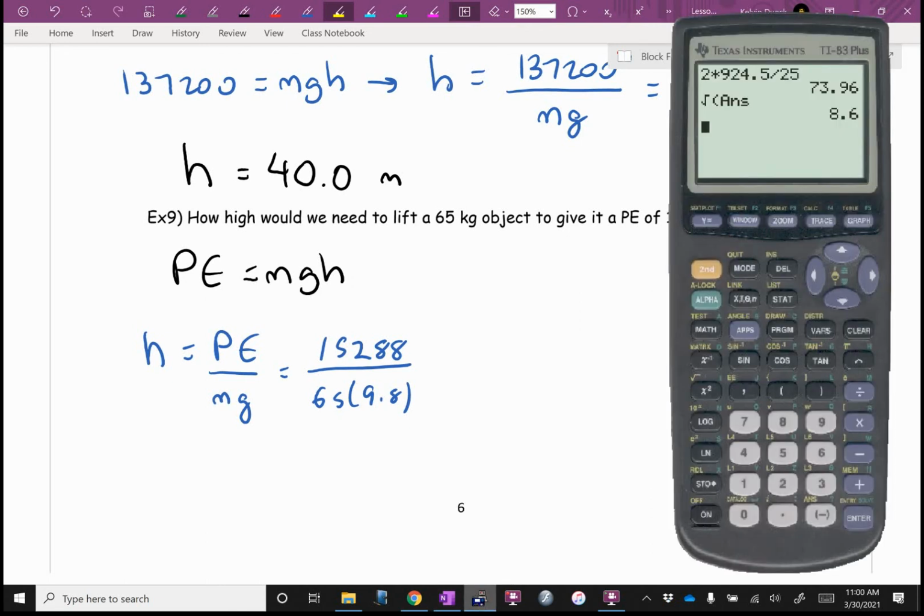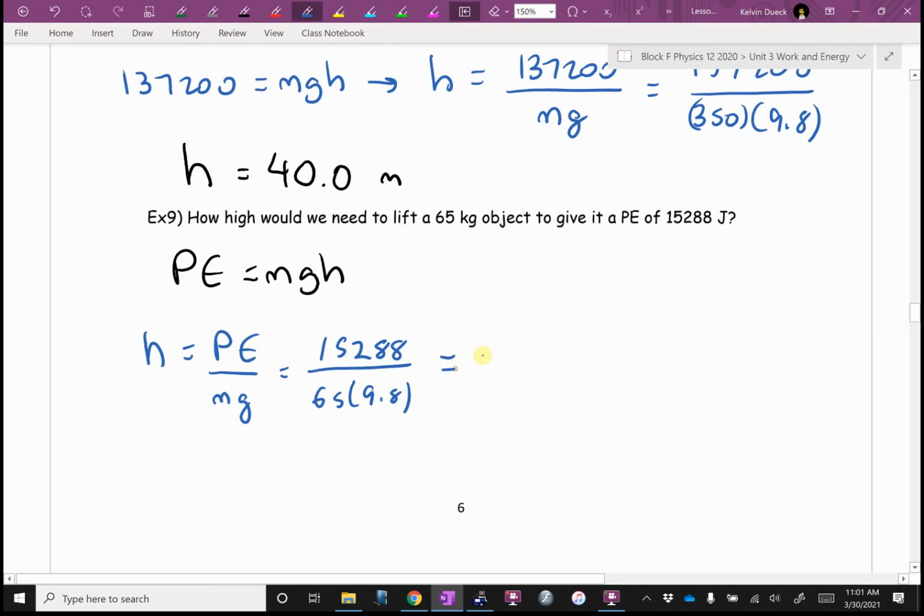Is there more than one thing on the bottom? Yes. Better put brackets around the bottom. Oh, 24? I must have spent a lot of time making these work out nice. Fair warning, they probably won't in the homework because I don't care enough. 24 units for height meters.